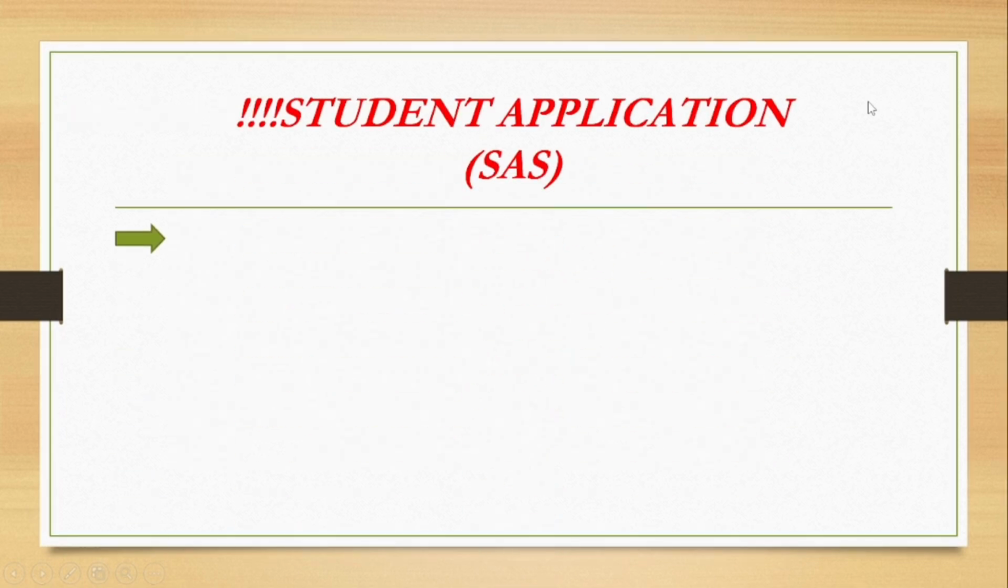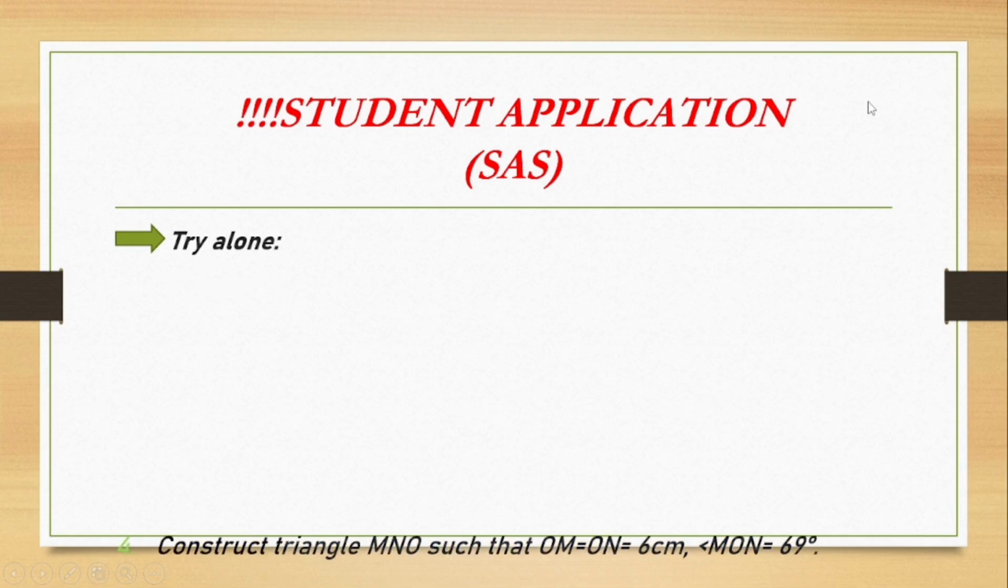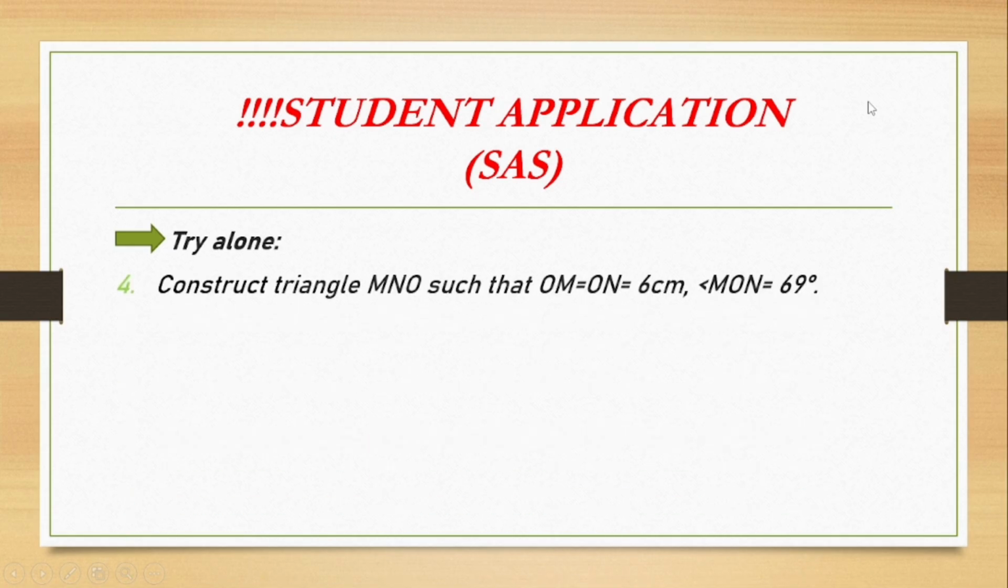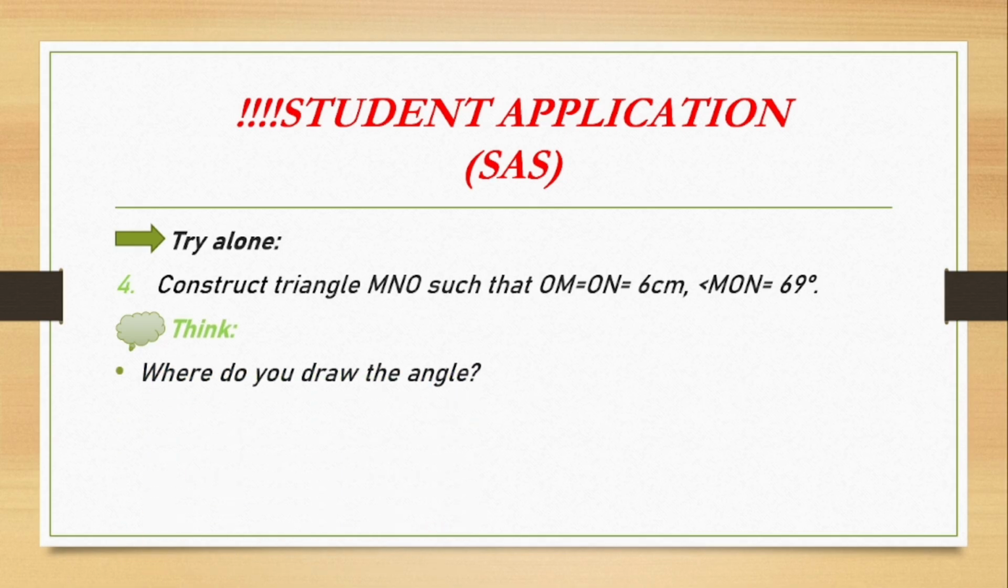Now your turn. Try alone to solve part 4. Construct triangle MNO such that OM equals 6 cm and the angle MON equals 69 degrees. I'm waiting for your answers.